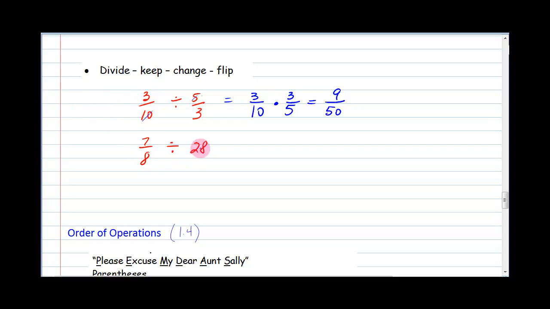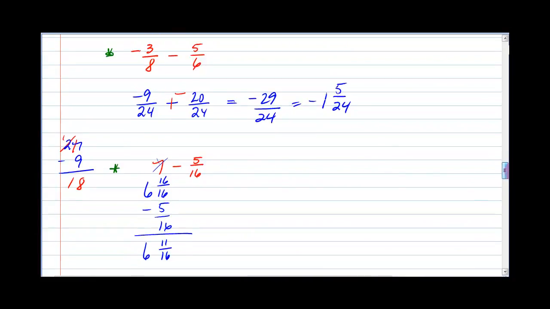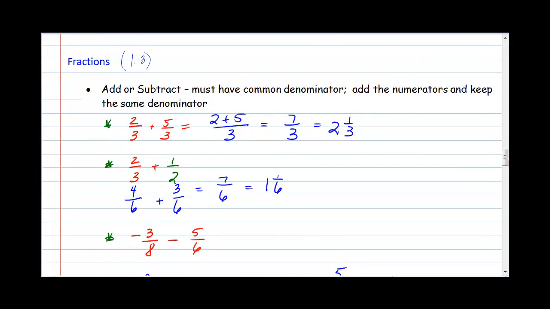7/8 divided by 28. I can't do anything unless I have to multiply and divide fractions. So I'm going to change 28 into a fraction. Now I'm going to keep the first, change the sign, flip the second to 1 over 28. Here I can reduce. 7 divides into 28 4 times. That's as much as I can do, so I end up with 1 over 32. Okay, so here is a review of how you add, subtract, multiply, and divide fractions.